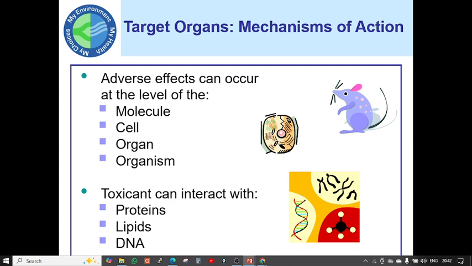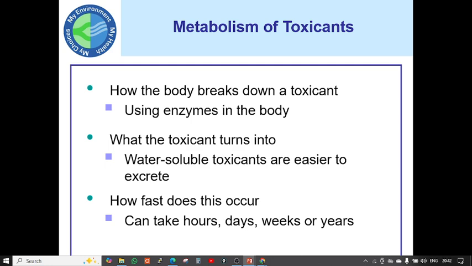A toxicant can interact with different proteins, lipids, DNA, and RNA. All these things are directly affected by the toxic substance. Then metabolism of toxins. What do we mean by metabolism? Metabolism means the chemical reactions that occur within our body. So how our body breaks down the toxic substance, or how it can combine with DNA, protein, and other things. Whenever a toxic substance enters the body, it reacts with our body parts, and then it can show its effects.